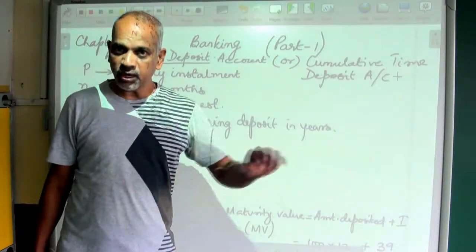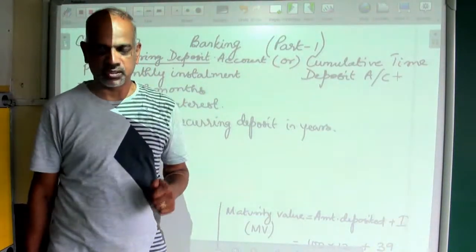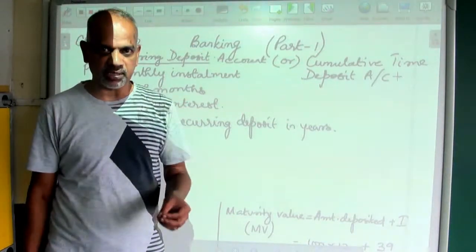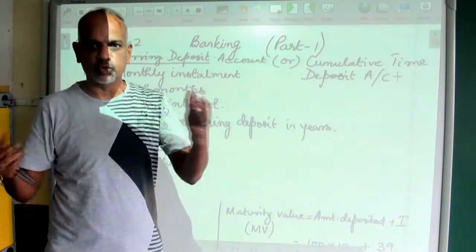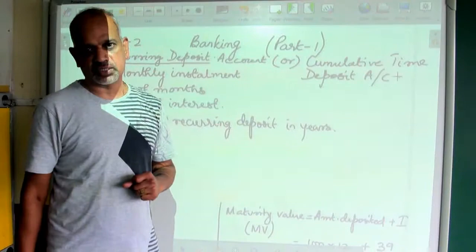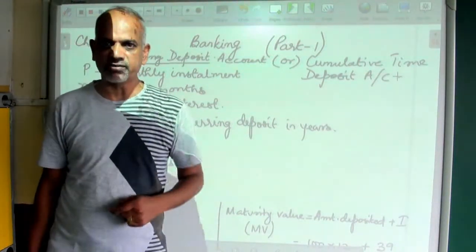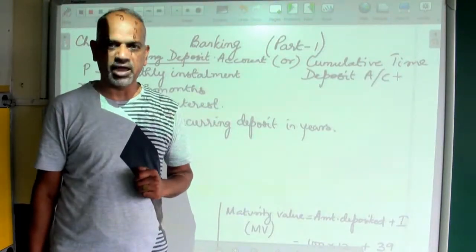Now, at the end of this time period which you have fixed, you will get back whatever you deposited. Every month you deposited something. All those put together you will get back with some interest. And that value that you are going to get after a certain period of time is called the maturity value.